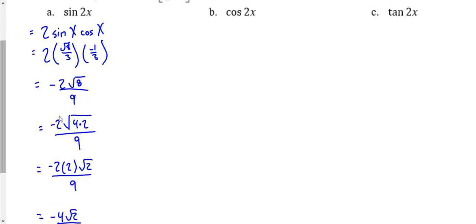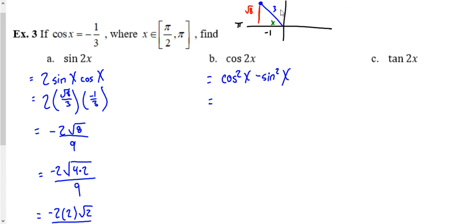In example B, we're looking at cos 2x. So again, I can use any of those three options earlier for cos. So I'm just going to use option 1 again. So I have cos squared x minus sine squared x. And here again, going back to our picture, cos is your adjacent over hypotenuse, so this is the same thing as saying negative 1 over 3 all squared, and that's going to be subtracted by root 8 over 3 all squared.